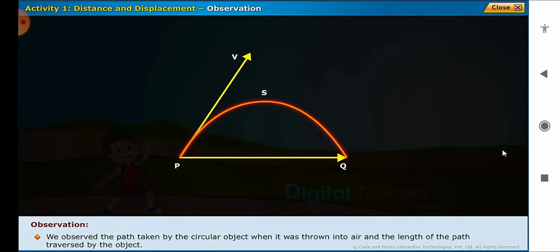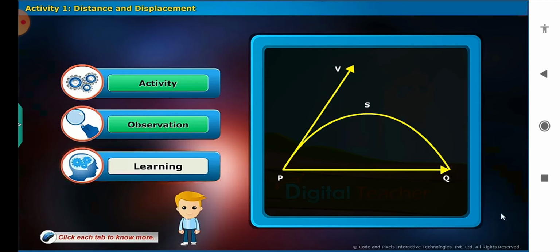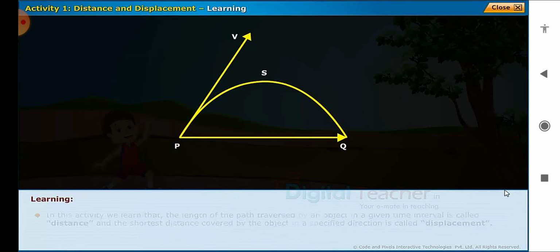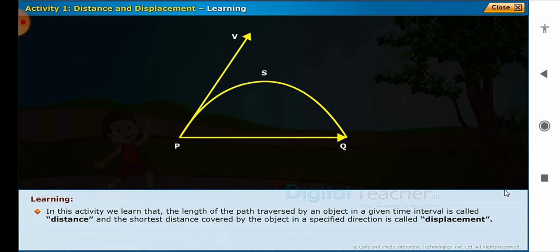We observed the path taken by the circular object when it was thrown into the air and the length of the path traversed by the object. In this activity, we learned that the length of the path traversed by an object in a given time interval is called distance, and the shortest distance covered by the object in a specified direction is called displacement.